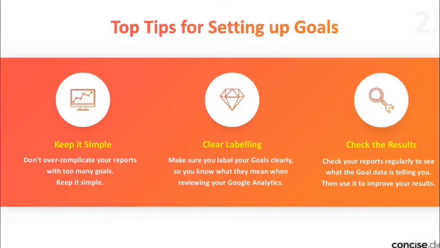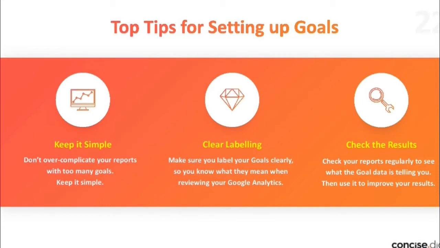And so that's it. It's just a couple of top tips for setting up goals. Keep it simple. Don't overcomplicate your reports with too many goals, because there'll be too much data for you to try and analyze, and it won't make a whole heap of sense. So, a handful is usually more than enough. Make sure they're labeled clearly, so you know what they mean when reviewing Google Analytics. There's no point in having the data if you don't know what it is.